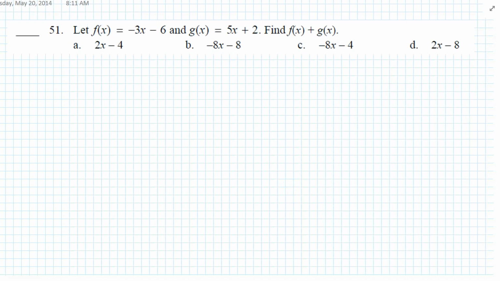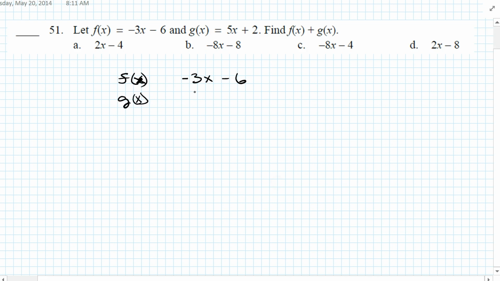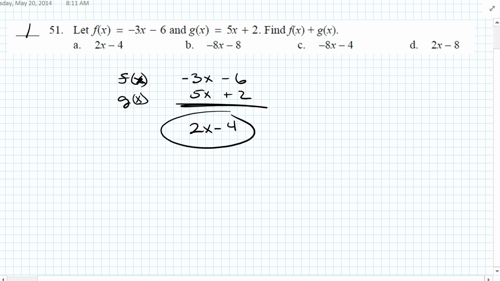51. Let f of x equal negative 3x minus 6 and g of x equal 5x plus 2. Find f of x plus g of x. Okay. The easiest way to do this is just write it this way. Some of you guys can see it, and that's cool. But if you can't, I don't want you to mess up. So add them. So I'm going to get 2x minus 4. Answer is A.